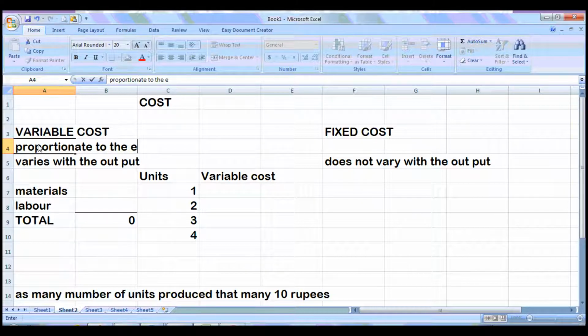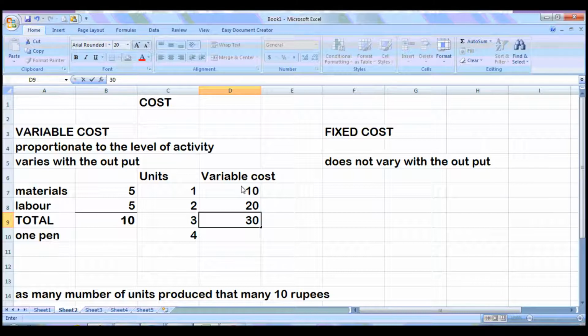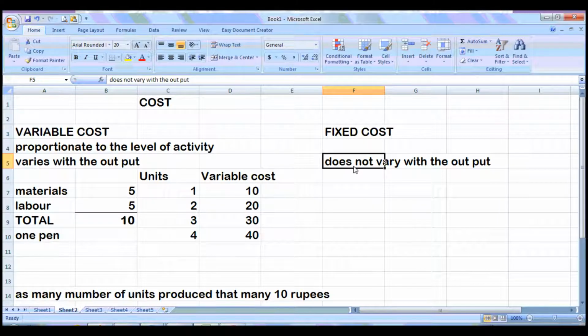Variable expenditures are those that vary proportionately with the quantum of production. So if you want to manufacture a pen, you'll have to spend on materials, you have to spend on labor. So this is our example. You are going to spend on materials worth ₹5 per pen. You are going to spend on labor worth ₹5 per pen. The total variable cost becomes ₹10 per pen. If you want to manufacture one pen, you have to spend ₹10. If you want to manufacture two pens, you have to spend ₹20, three pens, ₹30, four pens, ₹40, and so on and so forth.